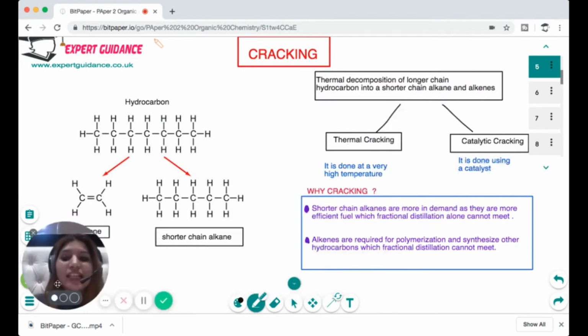Next, we have another technique called cracking. What is cracking? As the name suggests, crack means to break. So cracking is the thermal decomposition of a longer chain hydrocarbon into a shorter chain alkane and an alkene.